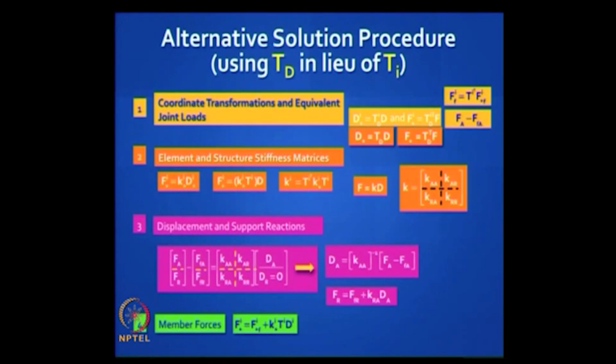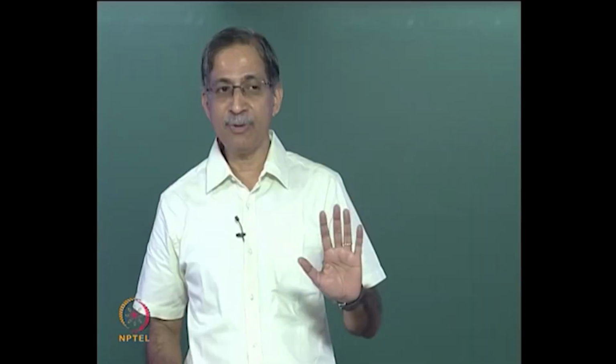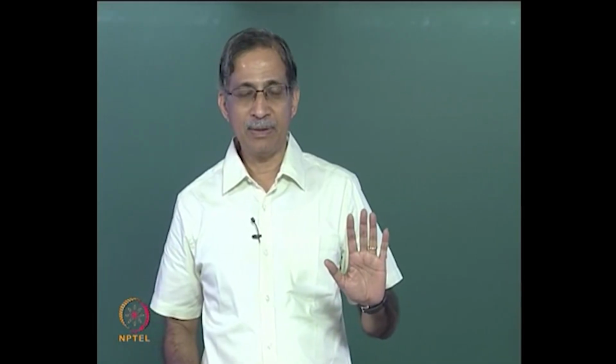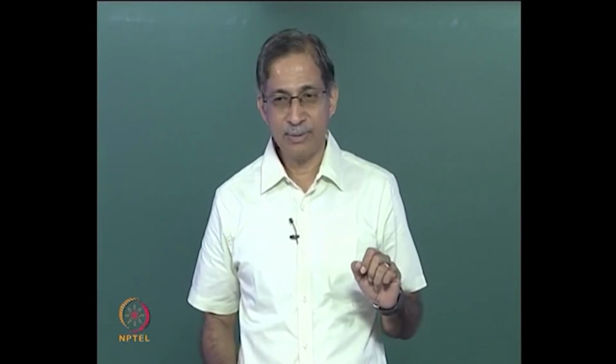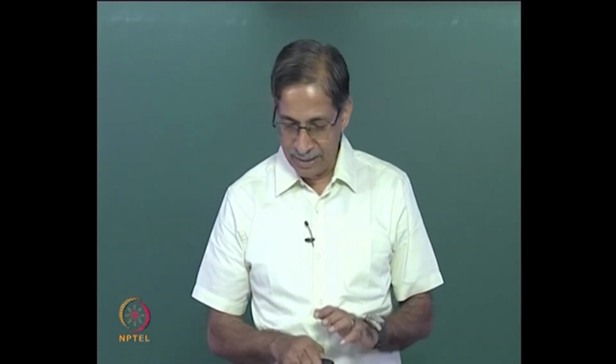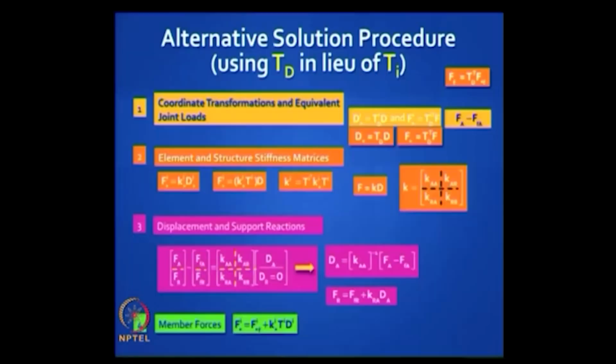This is the replacement. What about the fixed end forces? What's the correction we need to do? You've got the fixed end forces at the element level, the local coordinates. How do you switch to the structure coordinates? You have to pre-multiply with what? Not the TI transpose but with TD transpose. Okay, so that's the only other change. Everything else is the same.